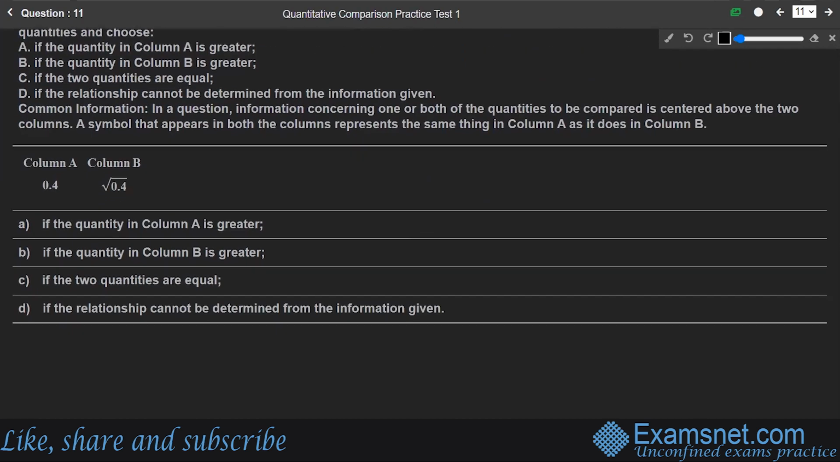Now the question says, column A has got a value of 0.4, column B has got a value of under root 0.4. These are the two values that we are getting. So clearly 0.4 and under root 0.4, if we compare, so clearly 0.4 value will be bigger. This doesn't need any explanation because under root of any number actually makes it lesser than that number. So clearly 0.4 is a greater number. So that is available in option number A, is greater.